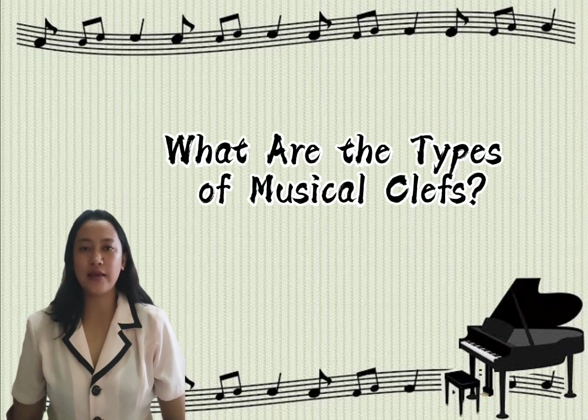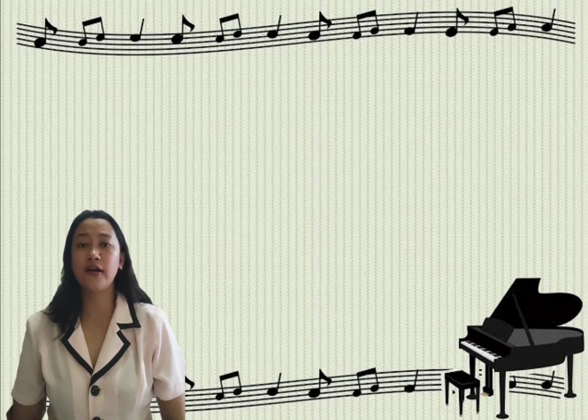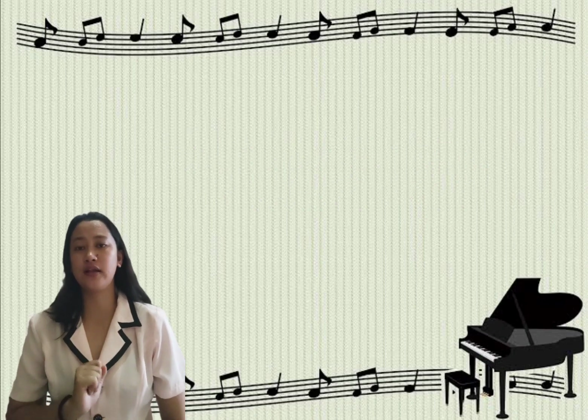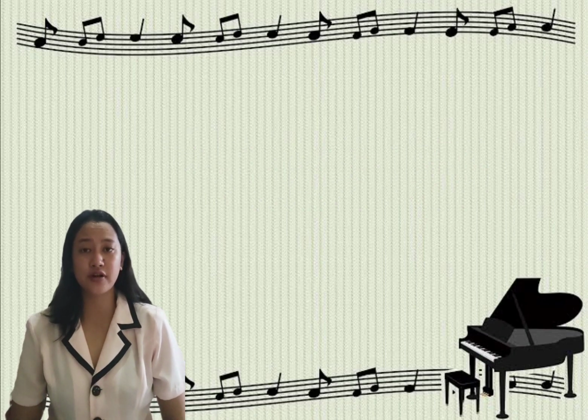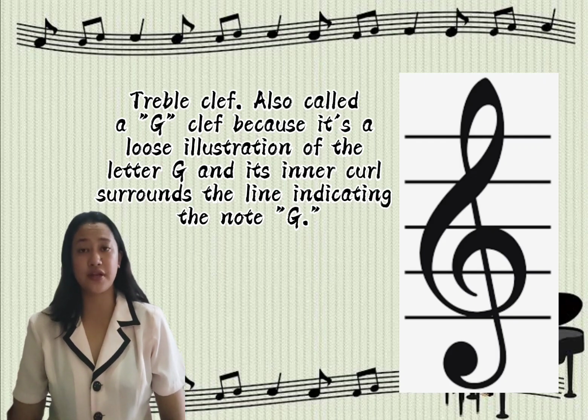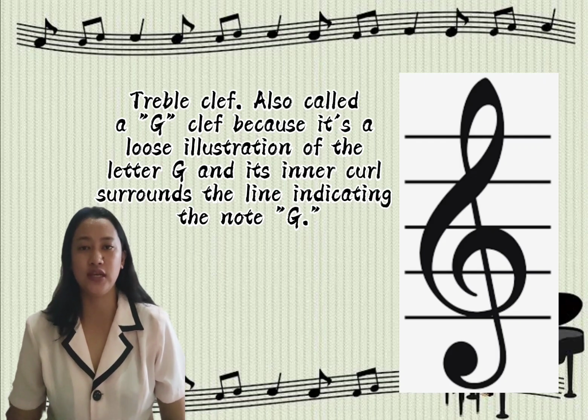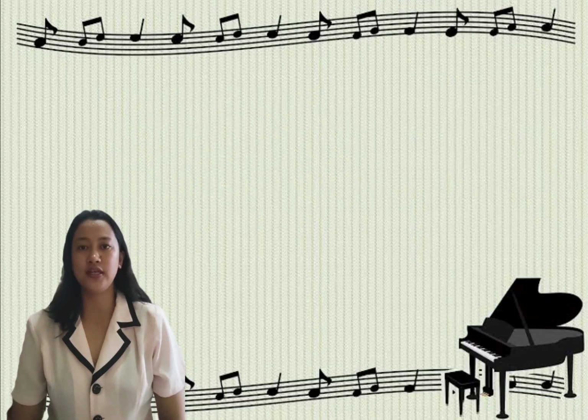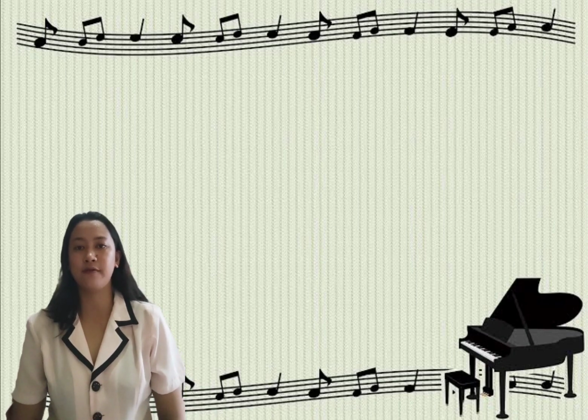What are the types of musical clefs? There are 3 main musical clefs. The first is treble clef, also called a G clef because it's a loose illustration of the letter G and its inner curl surrounds the line indicating the note G. In piano sheet music, the right hand typically plays notes written in treble clef.